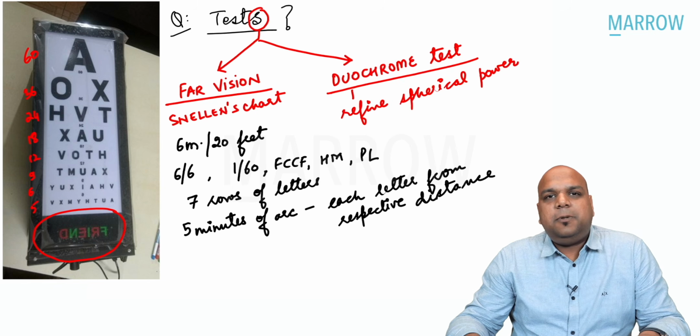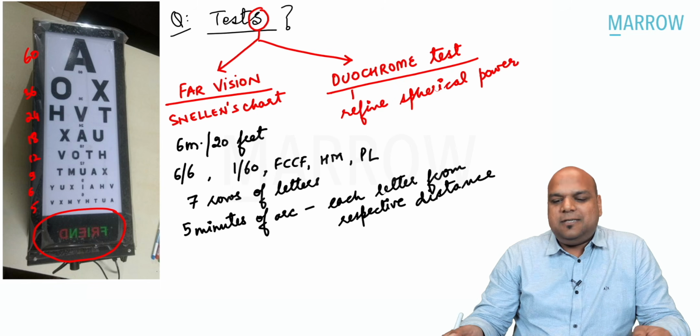Have I done a mistake? No, I haven't done a mistake. Yes, that's all. That's right, right? So that's the image here, duochrome test.